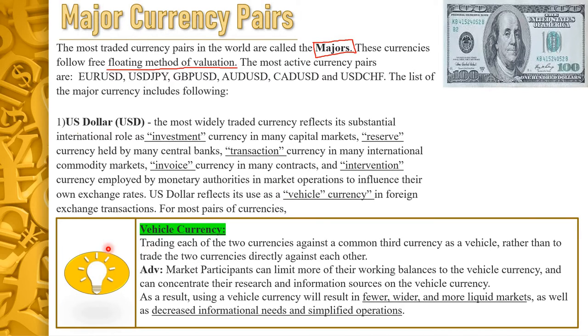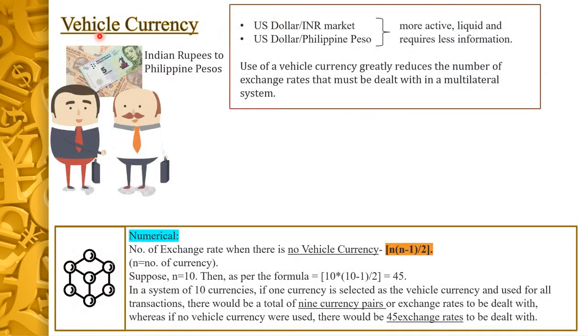Now we have a new term here, but instead of going through the definition, let's see an example in order to understand it better. So what comes to your mind when you first hear the term vehicle? Something used for transporting people or goods, a medium. Vehicle currency does the same job. It acts as a third currency in order to facilitate transactions between two currencies.